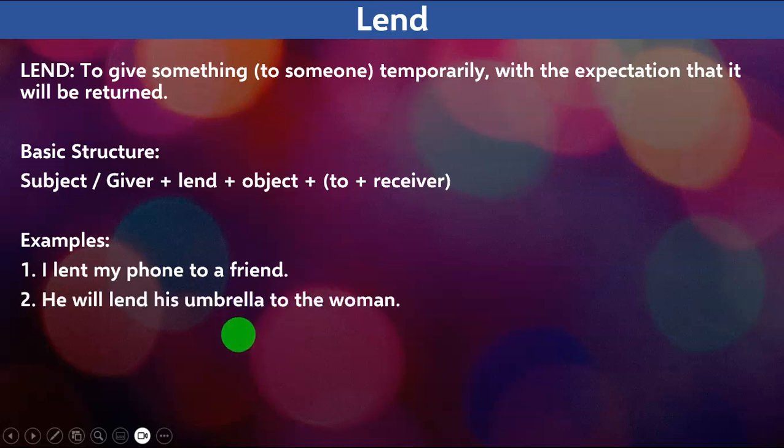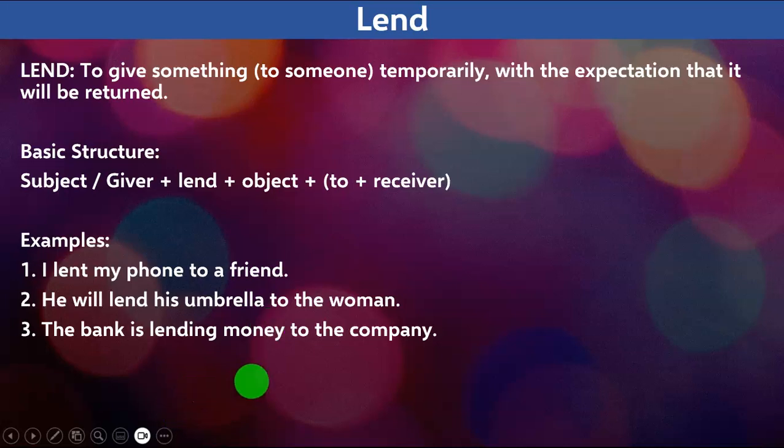Number 2, he will lend his umbrella to the woman. Okay, which means he will give his umbrella to the woman temporarily and she has to give it back. Number 3, the bank is lending money to the company. Okay, which means that the bank is going to give money to the company and the company has to pay it back with interest, right? So that is the meaning of the word lend.